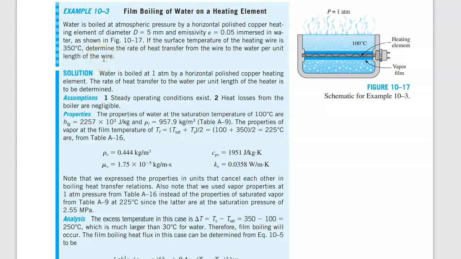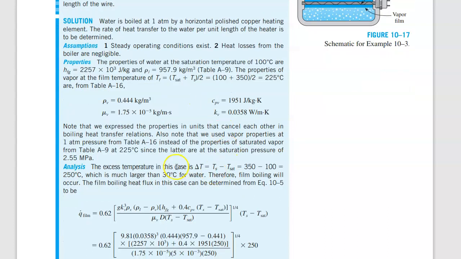Okay, so here, before we do anything, same as above, we need to know the delta T excess. So delta T excess is equal to Ts minus T saturated, which is equal to 350 minus 100, which is equal to 250. Okay. This is bigger than 630 for water, means this is film boiling. So just plug in this formula first, so we get this Q film.